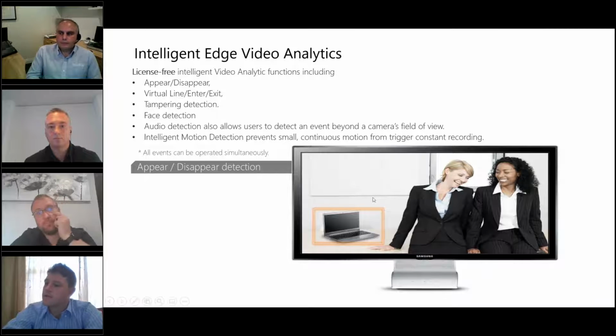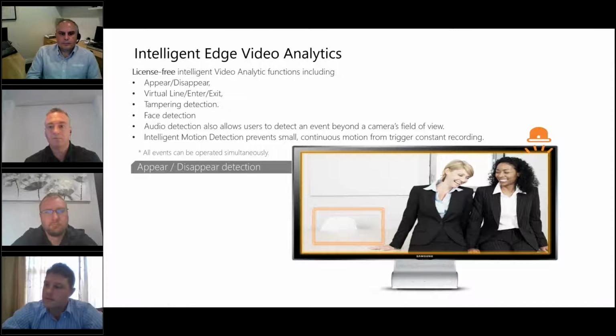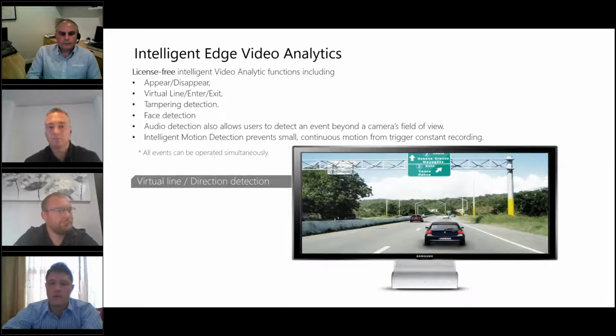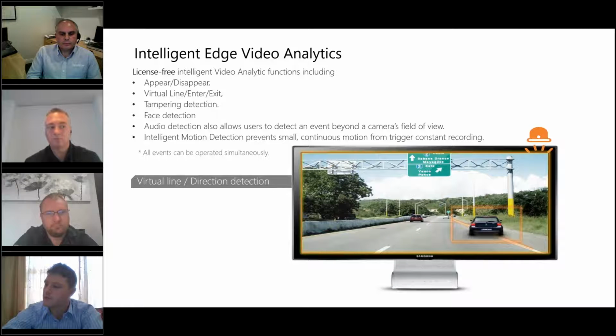So let's have a quick look at these analytics. First off is appear disappear detection. This is the ability to look at a scene and get an alert based on something that has appeared or disappeared in a certain area. Next, there's virtual line or crossing. This could be in a direction as well. This is a very great analytic for looking at perimeter detection and those type of things. Of course, once an event happens, you can get a notification on this OpenEye platform as well.